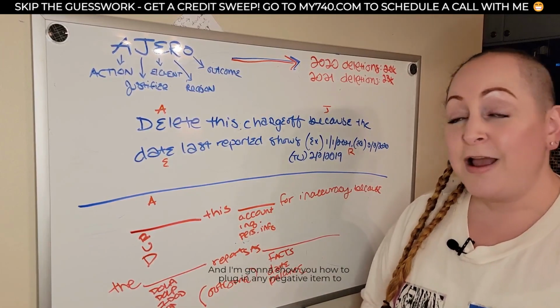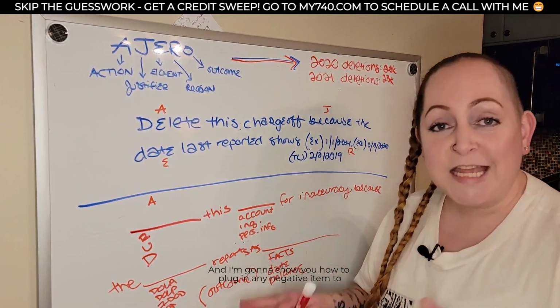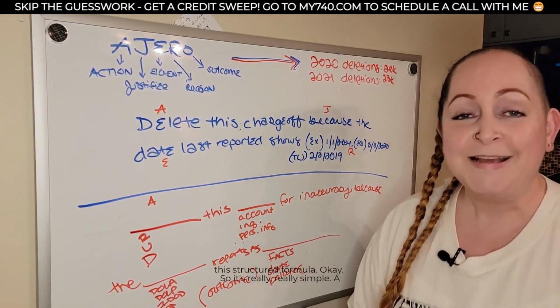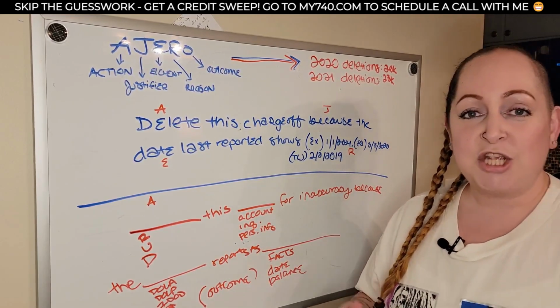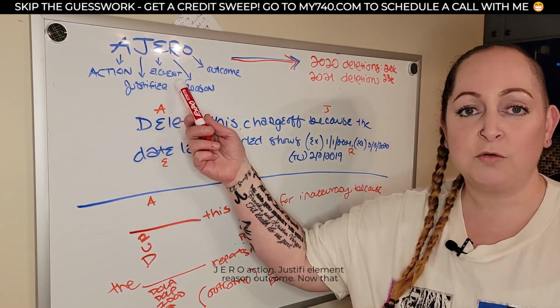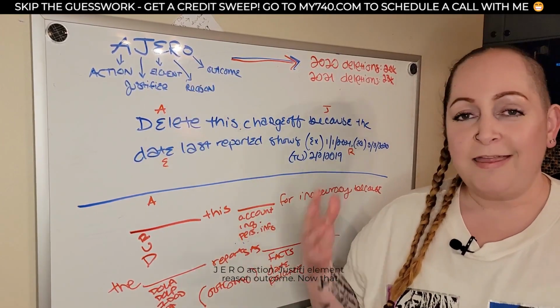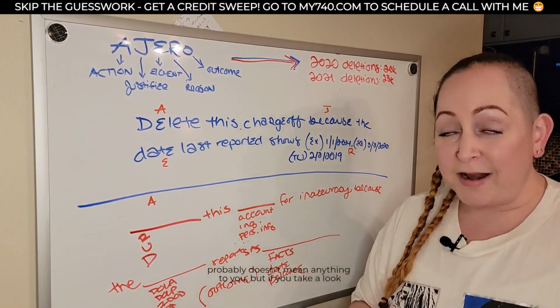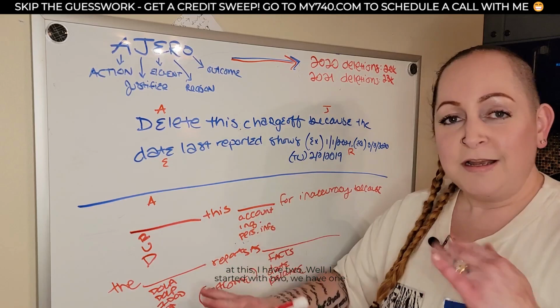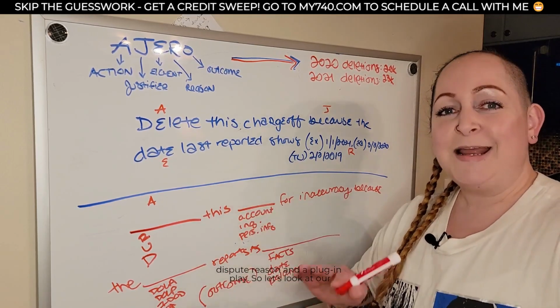And I'm going to show you how to plug in any negative item to this structured formula, okay? So it's really, really simple. AJERO. Action, justifier, element, reason, outcome. Now, that probably doesn't mean anything to you, but if you take a look at this, I started with two. We have one dispute reason and a plug and play.